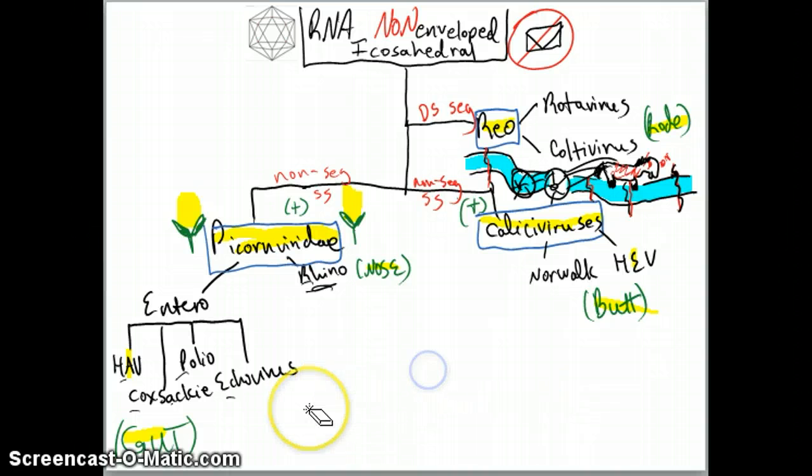So HAV, back to it, is fecal oral transmission, like I said. It can cause acute hepatitis and jaundice and hepatomegaly, but there's no chronic state, so you don't have to worry about cirrhosis or hepatocellular carcinoma. Look at all those C's in there for chronic, right?